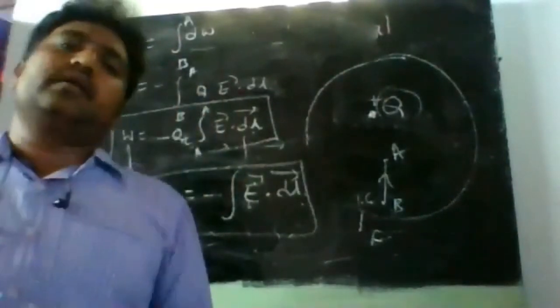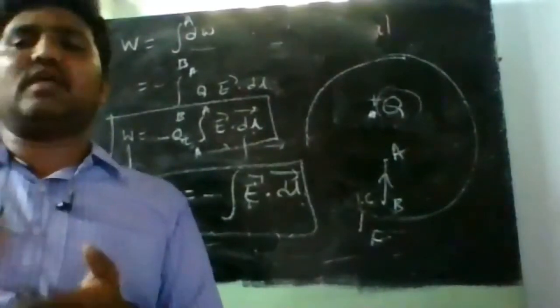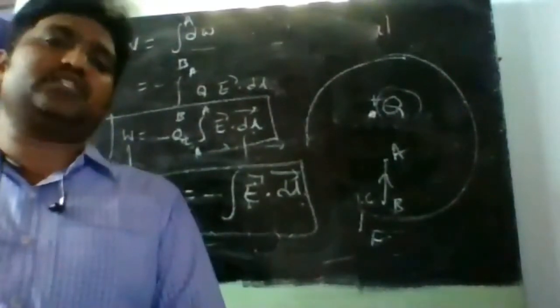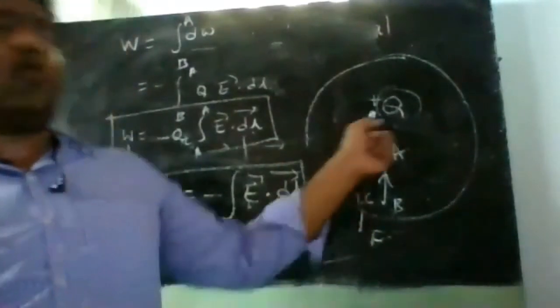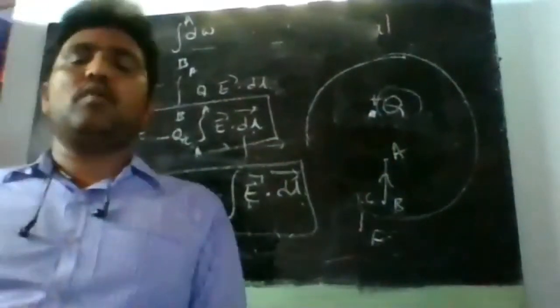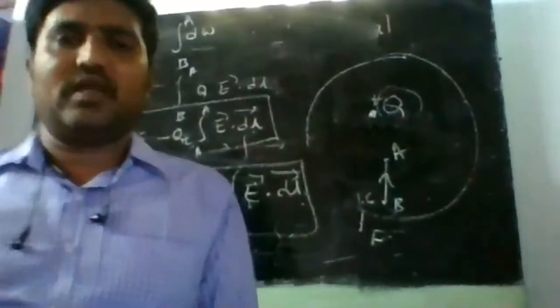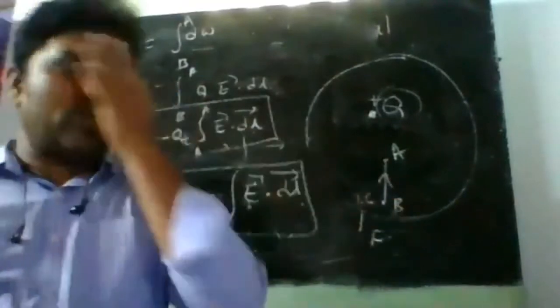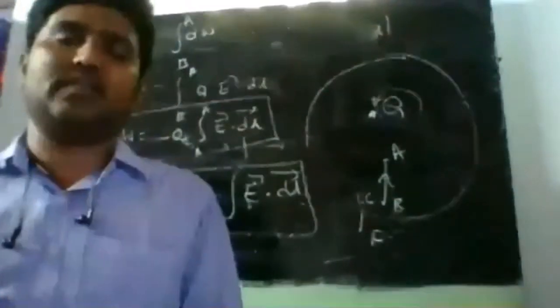Next, the amount of work done in moving a unit test charge, unit charge meaning a charge of 1 coulomb, from point B to point A is called the potential difference between the two points. B to A. So these are the two important concepts that we have to study and remember. I think I'm clear with this.